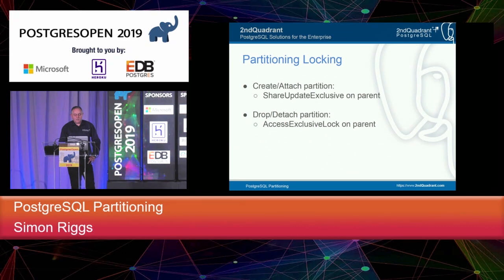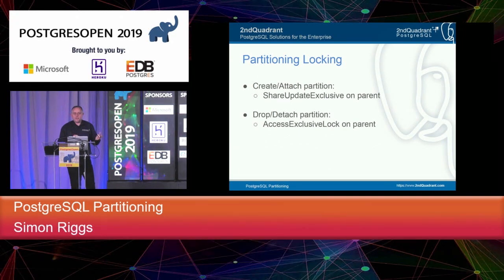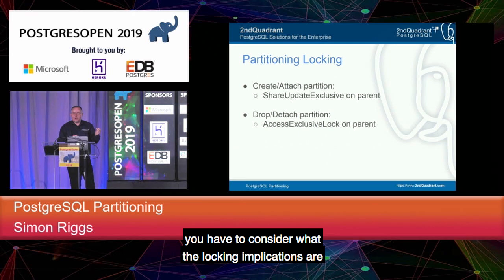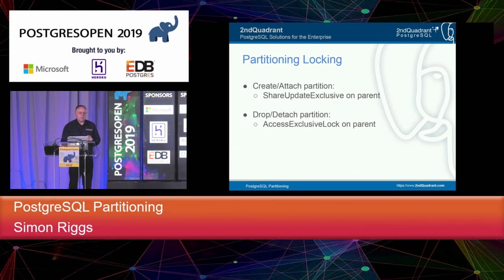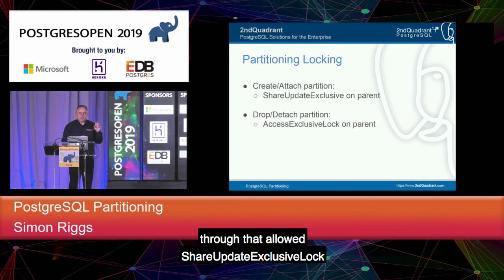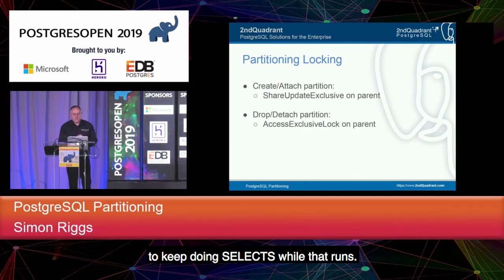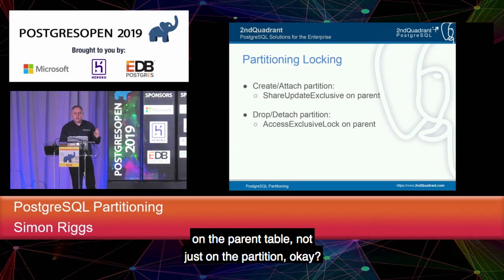So, yeah, the thing that you have to think about with the scheme that we've chosen is that the partitions are full-strength database objects that can be queried individually, and as a result, you have to consider what the locking implications are when you perform certain actions. So in Postgres 12, we managed to get a patch through that allowed share update exclusive lock to be taken on a table. Now that blocks all other DDL. It also blocks DML, but it does allow you to keep doing selects while that runs. Now that's a very important change, but that's only in Postgres 12. So Postgres 10 and 11 take a full access exclusive lock on the parent table, not just on the partition, okay?